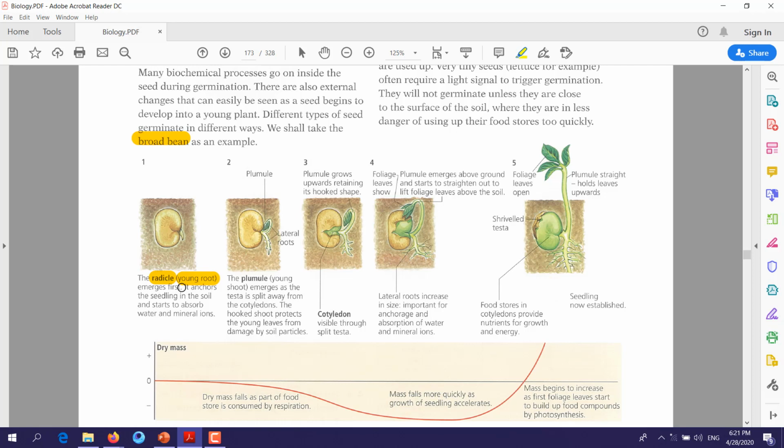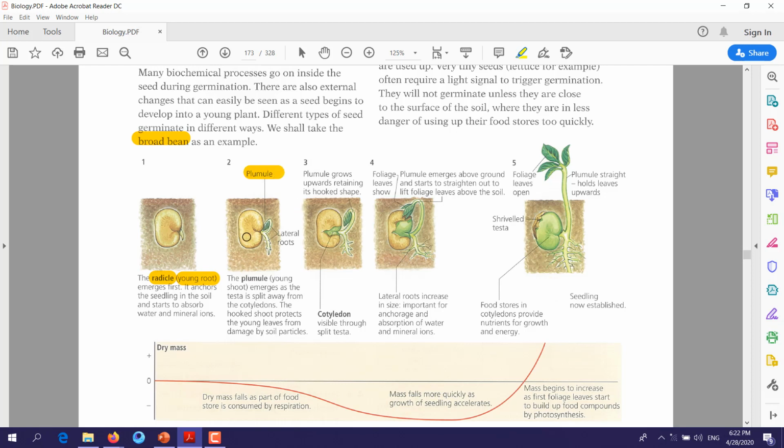Because a plant, as we know, to grow, firstly needs water. So the first part to grow is what? It's the root. So the plant will be able to absorb more water to give to the other parts, and the process of germination will continue. So first, the radicle will grow. Then the second change will be what?